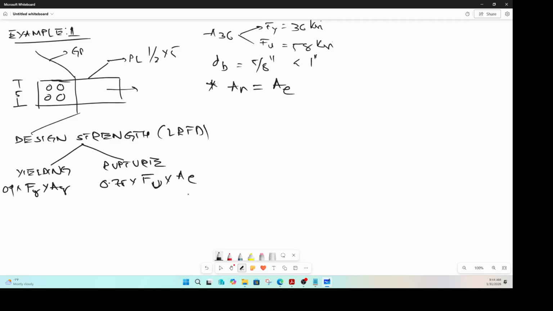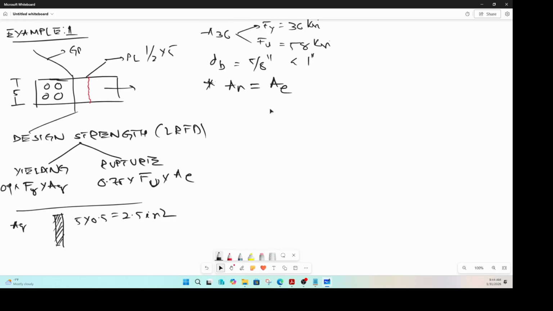So AG, when you look at this plate, how do you calculate your AG? So that's the plate, right? And we are talking about a failure. When you say gross area, you are talking about a failure there, right? There's no bolt hole deduction, so AG is pretty straightforward calculation. It is 5 times half, which is 2.5 inch square. That's your AG.